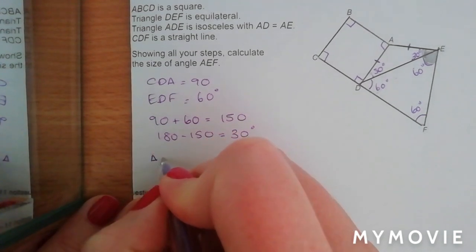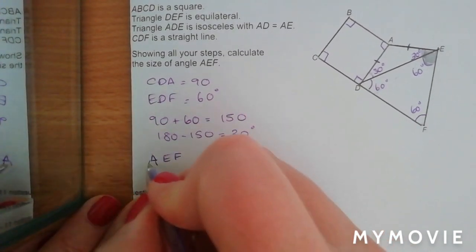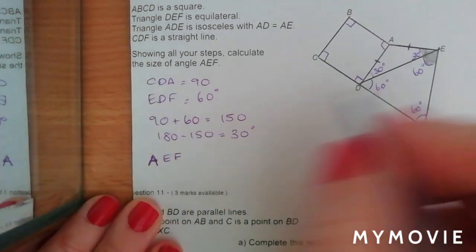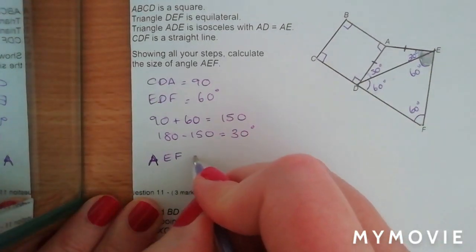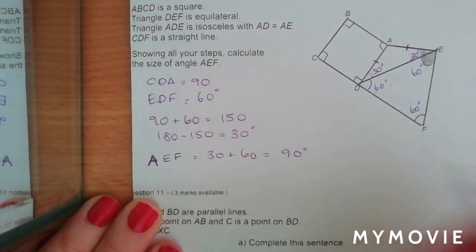So AEF, which is what we want to find, AEF would just be the 30 plus the 60, which is 90 degrees. Okay?